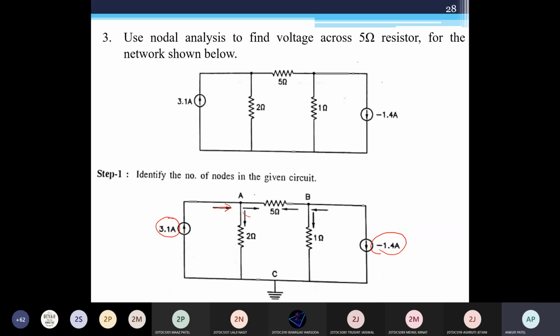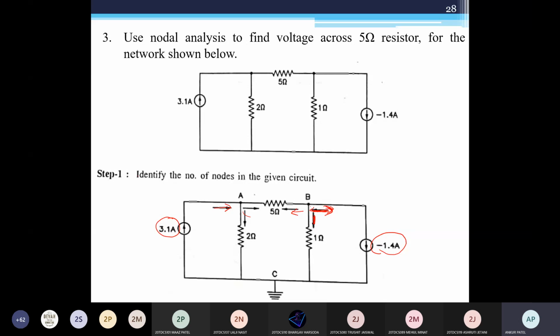Okay, for this node A, you can also consider this away from, accordingly you have to consider this current value. Then node B, I am considering this one inward, or you can also consider outward. And these both are away from the node. This also you can consider away from the node.